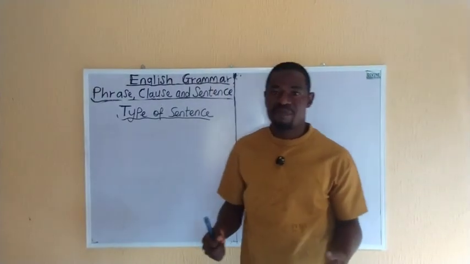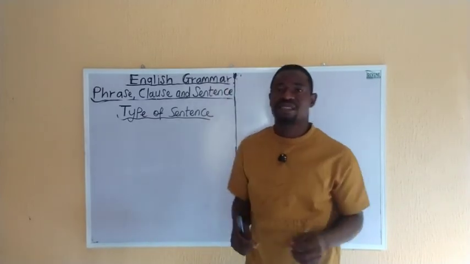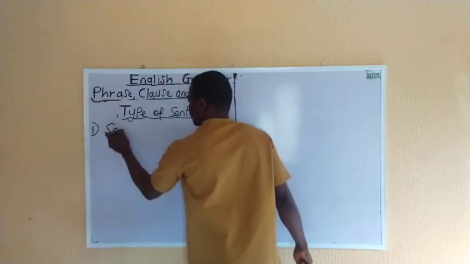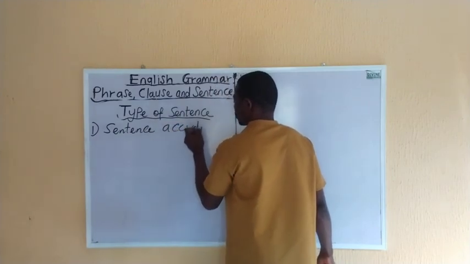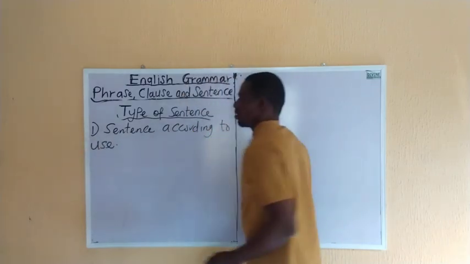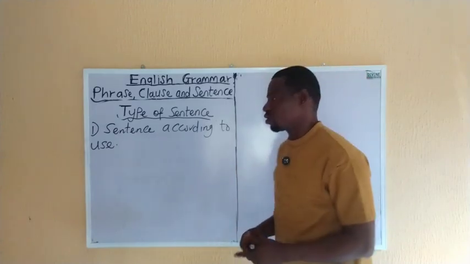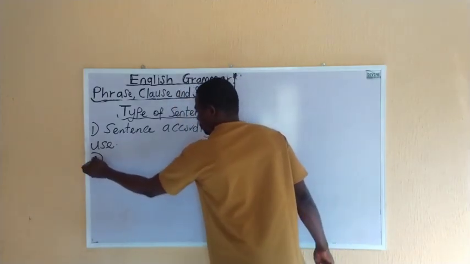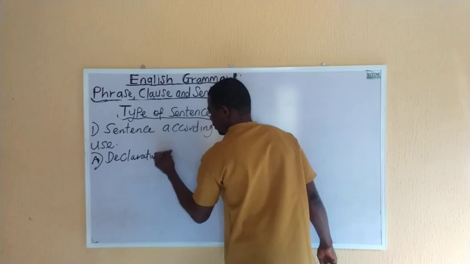With regard to type, sentence can be categorized into two parts. The first part is sentence according to use. Okay, for sentence according to use, there are four types of sentence according to use. One, you take it as A, declarative sentence.